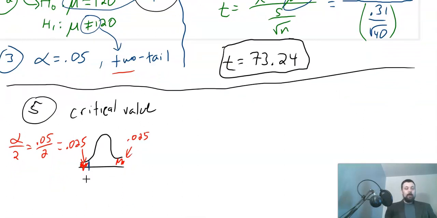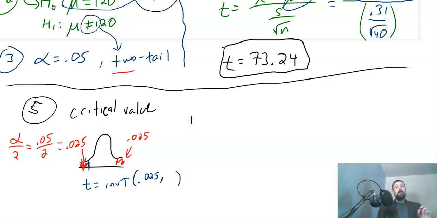So I want to find the t-score associated with that area. So I will use inverse t this time because we're talking about the t-distribution. The area to the left is 0.025. And then we need the degree of freedom this time.